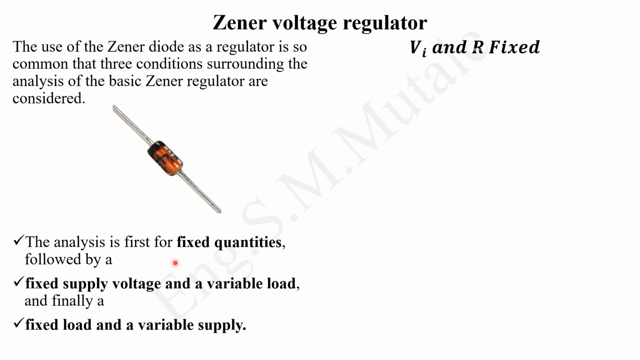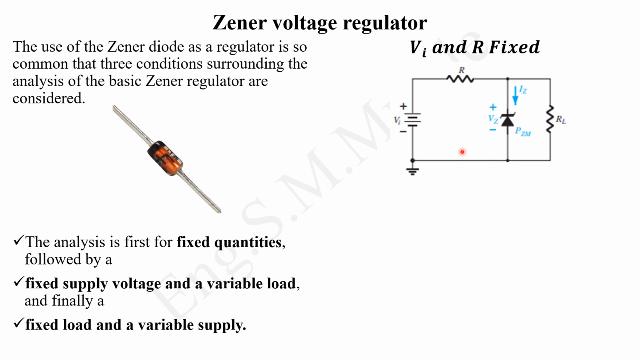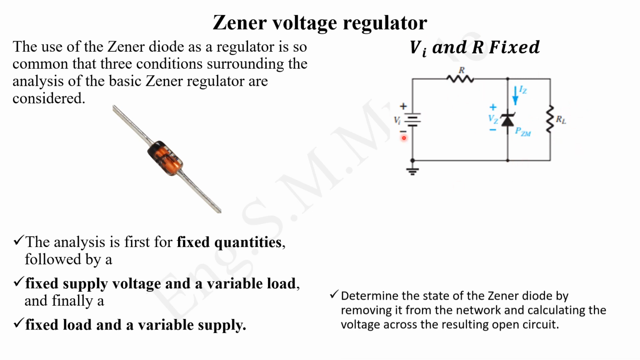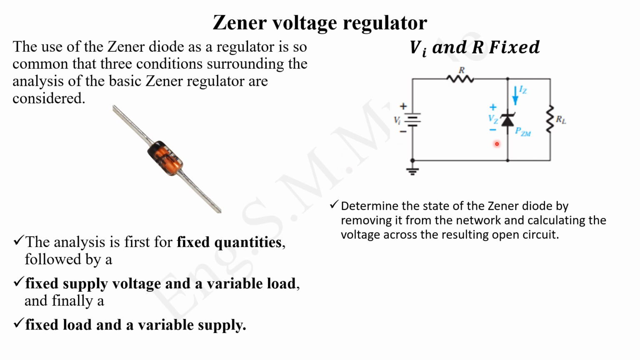Here we are going to have the supply voltage fixed and the load resistor fixed. Such a circuit looks like that. You have the input voltage which is fixed and the load is fixed, then you are going to have a Zener diode and a resistor there. From this, you need to determine the state of the Zener diode by first removing it from the network, and then you calculate the voltage across the resulting open circuit, using that formula. So you calculate the voltage on the load after removing the Zener.